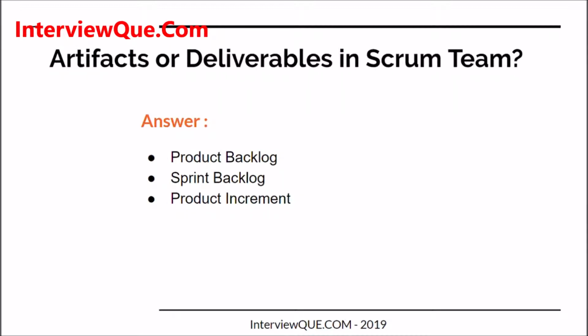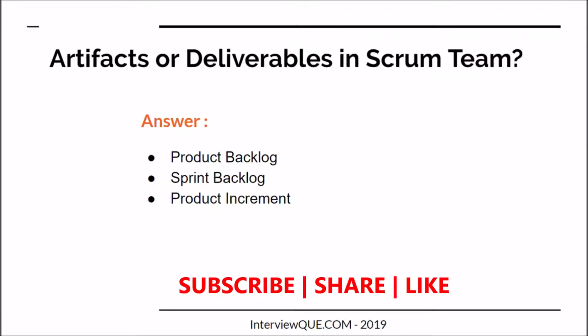And what are the artifacts or deliverables which a Scrum team normally produces? The answer is the product backlog, sprint backlog, and product increment. So these are the three artifacts or deliverables in the Scrum team.